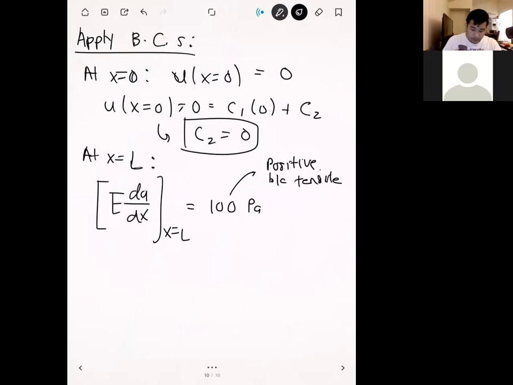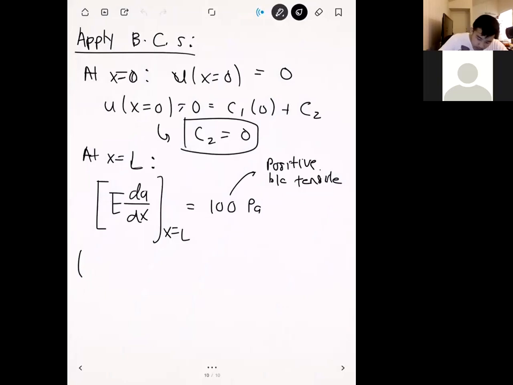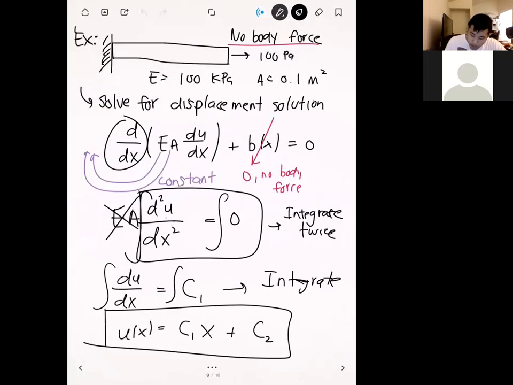Okay. And so if we plug in, we plug in for E first. E is simply going to be a constant. So E was 100 kilopascals, and so 100 kilopascals is going to be 100,000 pascals. Du dx, if we go off this solution right here, is simply going to be C1.